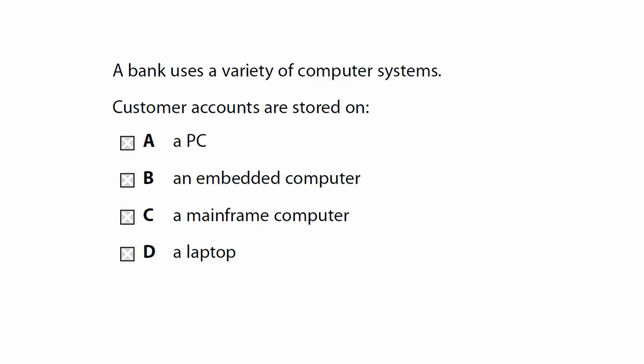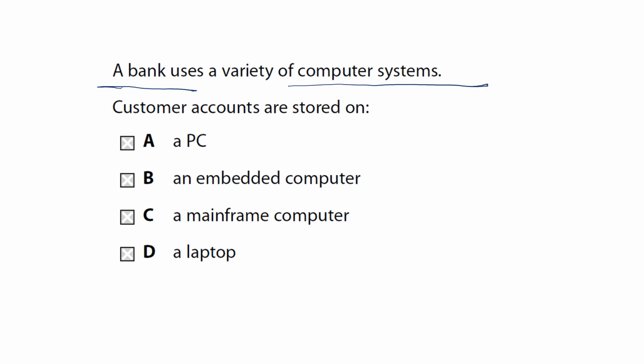Let's have a look at the previous year's questions. So the first one is: a bank uses a variety of computer systems. So what you need to know, a bank, a very large organization, uses a variety of computer systems.